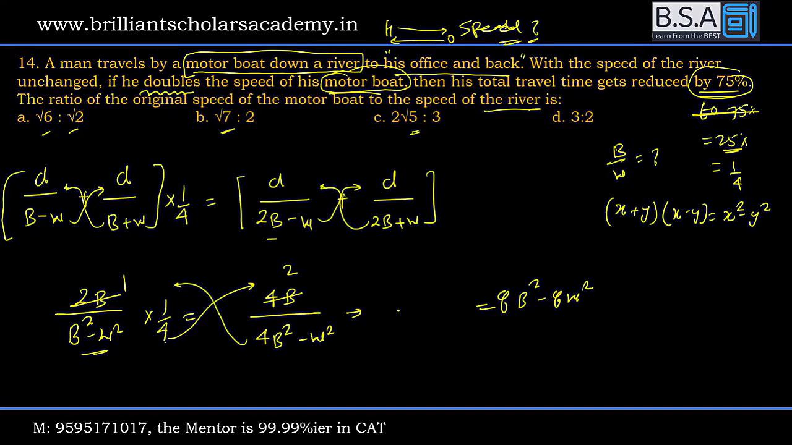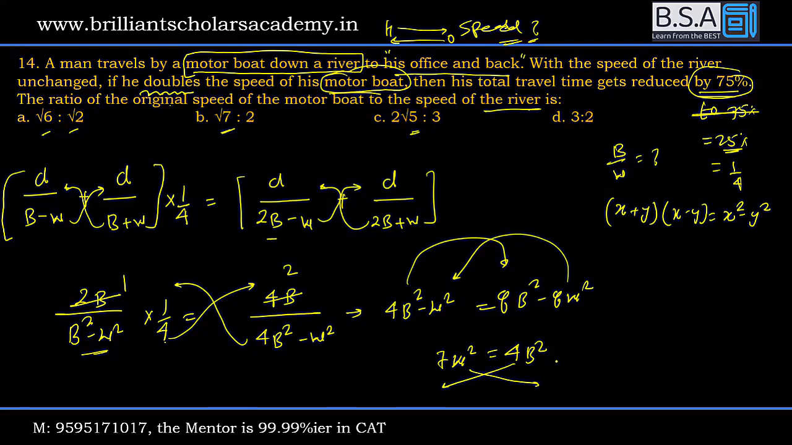What happens to the left side? 4b square minus w square. Rearrange, this will come here. That is 4b square. Rearrange, this will come here. Minus 8 becomes plus, 7w square. What do you want? You want boat upon water, the original speed of boat upon water. So this water comes down, beta, this comes down. 4 will come on this side, so you will have 7 by 4 is equal to b square by w square. So what is the answer? Bring the square root here.